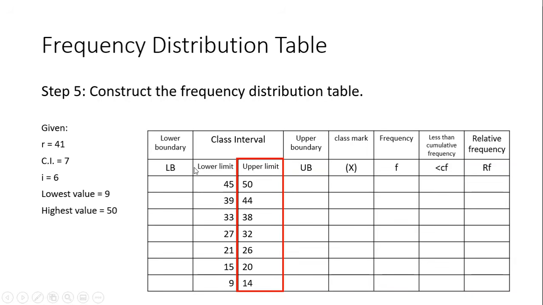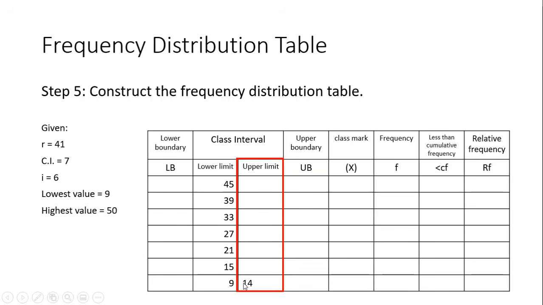Next is for us to, here's another way pala. So for us to identify the first value here for your upper limit, we can use your lower limit plus class size, okay, minus 1. So 9 plus 6 minus 1 equals 14.